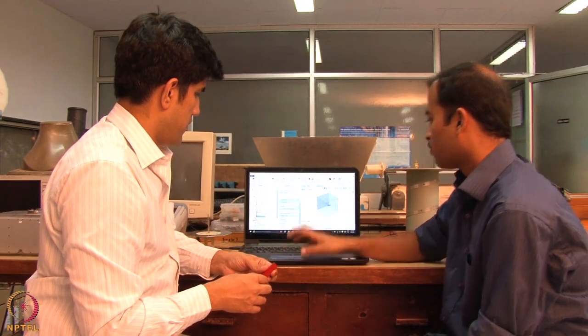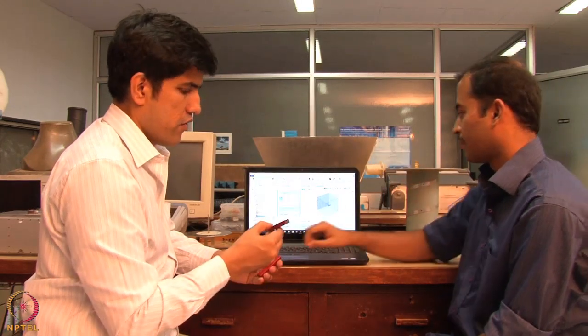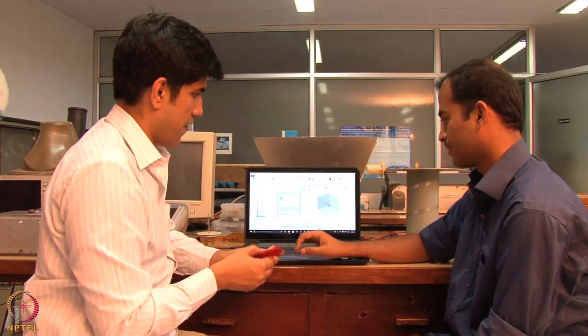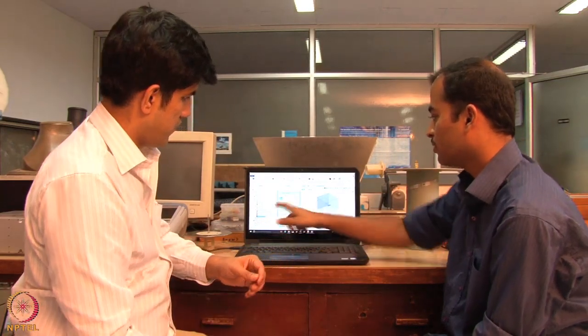Then I have to calculate the force exerted on the particular iron rod by this magnet. So I have included a node in this force.